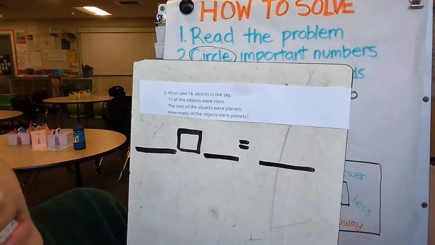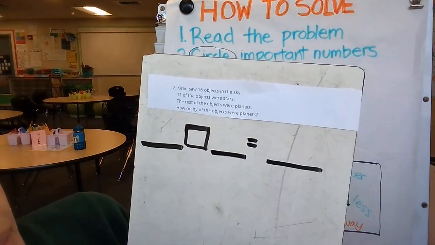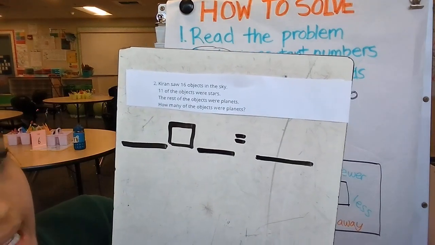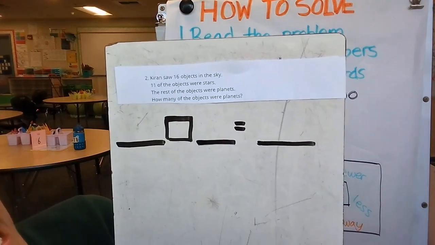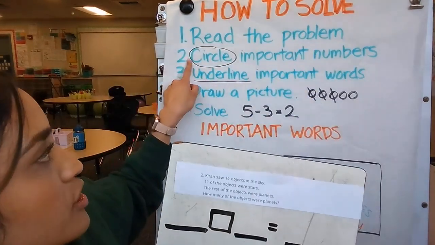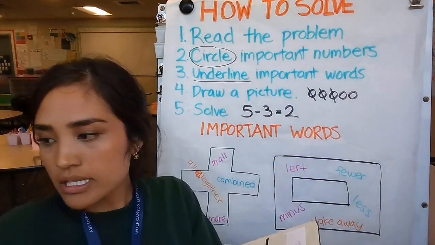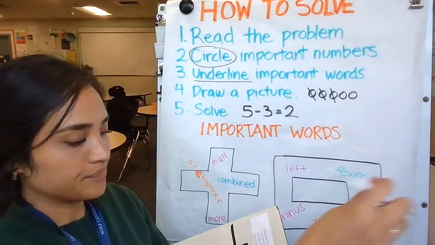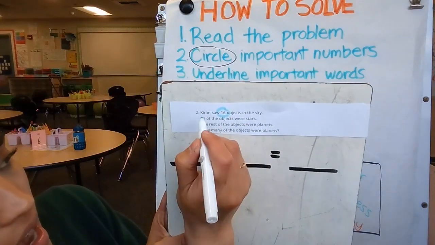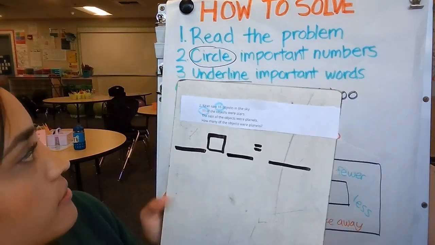Kieran saw 16 objects in the sky. 11 of the objects were stars. The rest of the objects were planets. How many objects were planets? Step 2, circle the important numbers. Let's do it. I'm going to circle 16 and I'm going to circle 11.